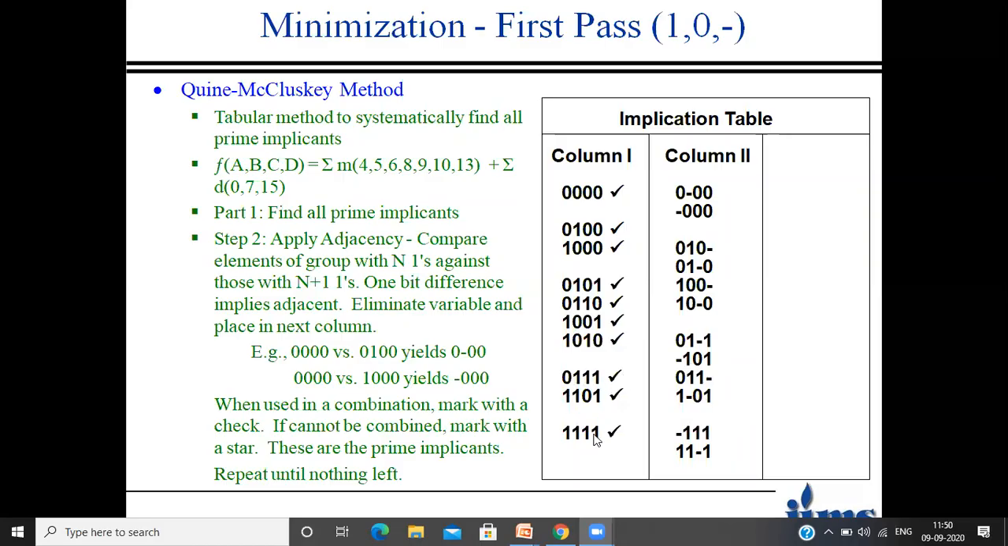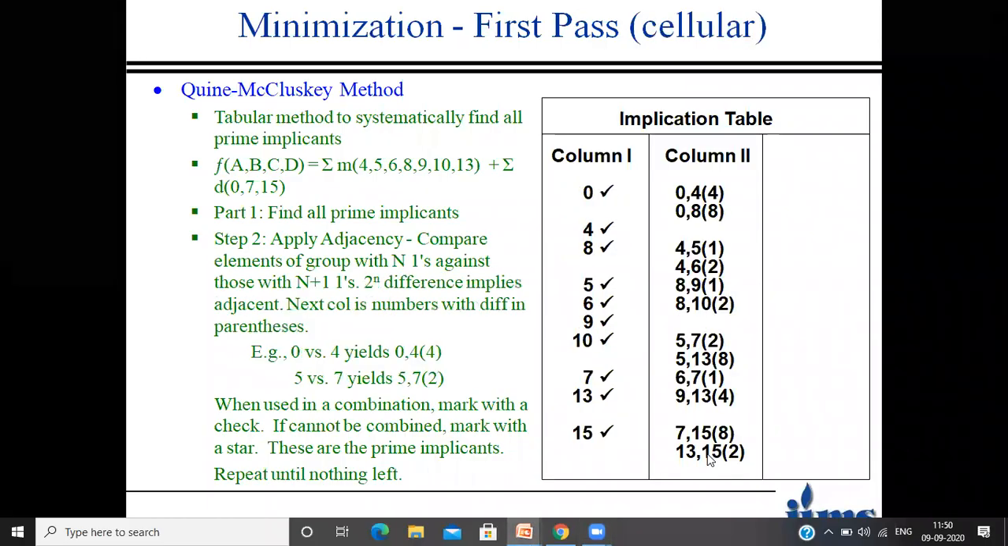Again, group 4 is compared with group 5. 7 with 15, dash 1 1 1. 13 with 15, 1 1 dash 1. So these values can be put like this. So we have this many combinations. 0 is compared with 4, 0 with 8, 4 with 5, 4 with 6, 8 with 9, 8 with 10, 5 with 7, 5 with 13, 6 with 7, 9 with 13, 7 with 15, 13 with 15. So all of column 1 is eliminated. Now we have nothing to do with column 1.